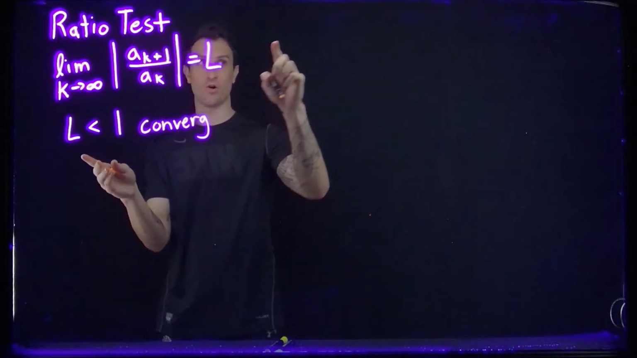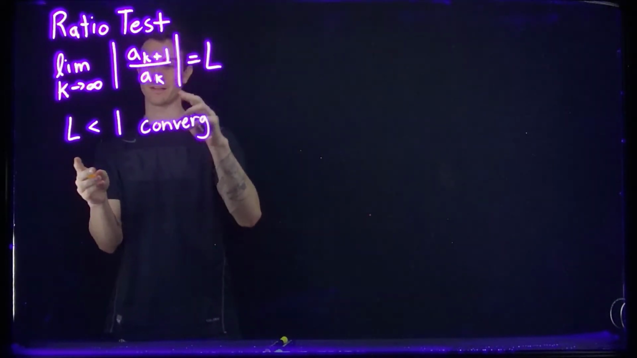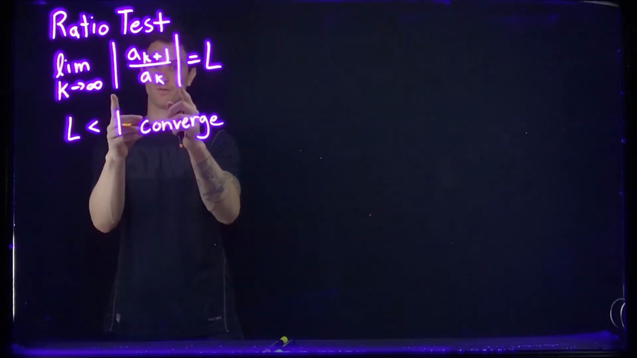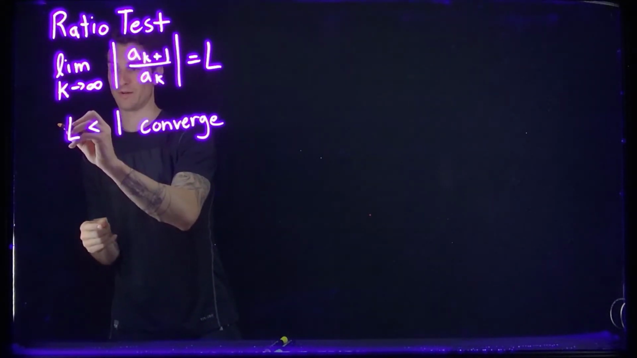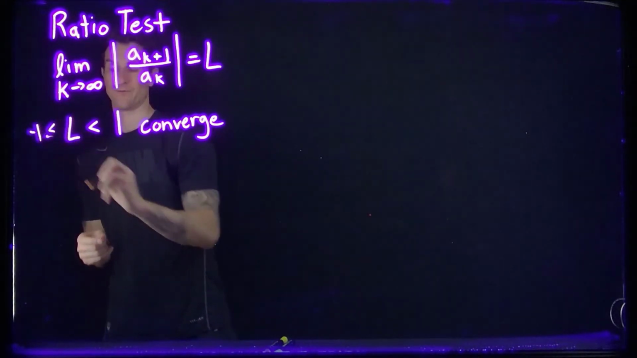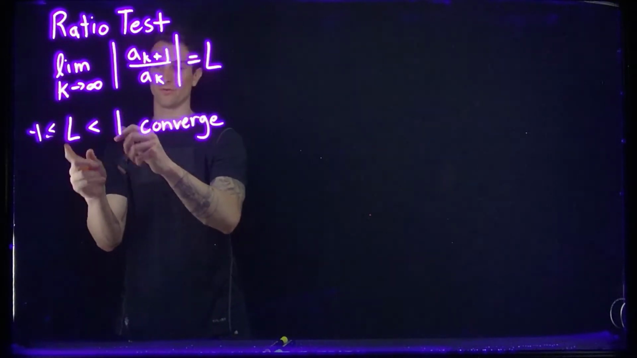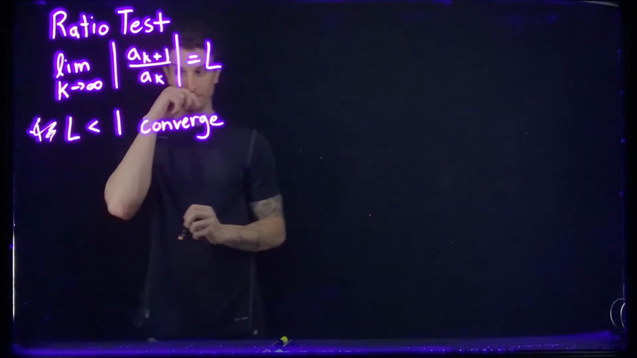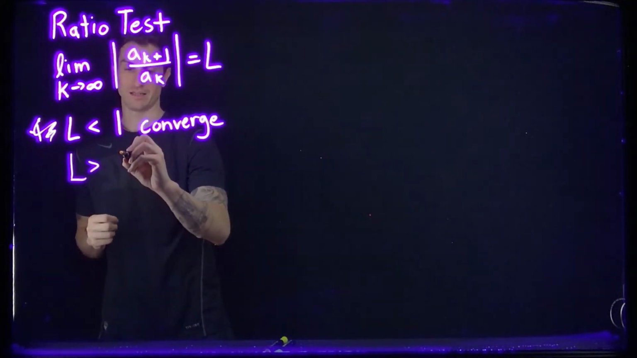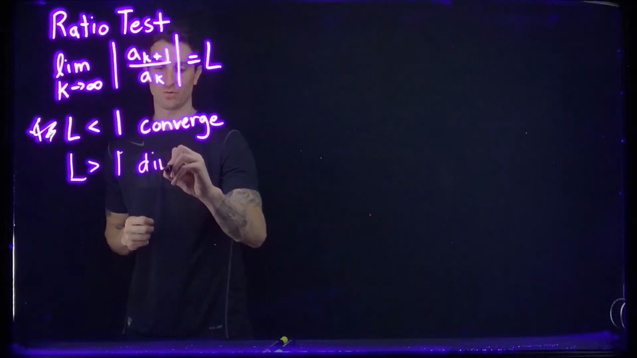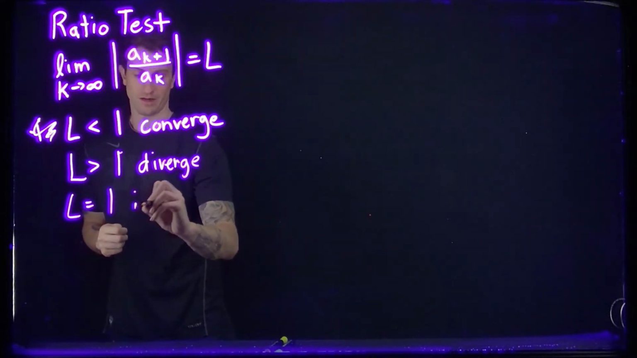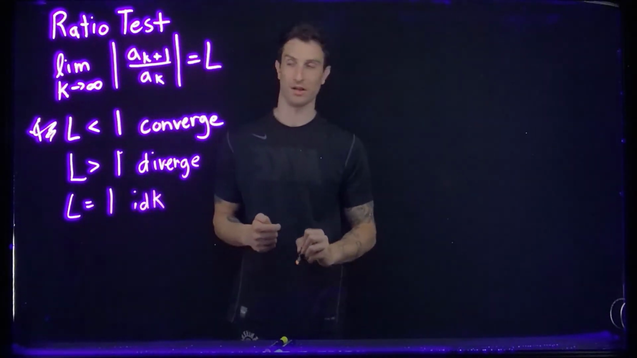Right, and you should see hopefully how from the geometric series test, if our r is less than 1, we converge. And it's the same thing here. We have the absolute value signs here, so really if it's between -1 and 1. But again, since we have the absolute value, we're only going to really be dealing with the +1. So if L is less than 1, it converges. If L is greater than 1, it diverges, and if it's equal to 1, we don't know. We have to do more stuff. So L equal to 1, I don't know. More steps to follow. Okay?